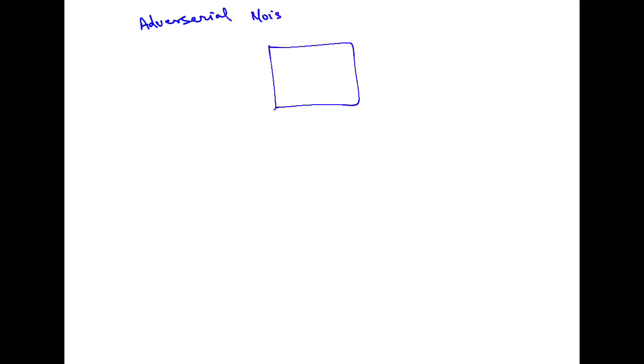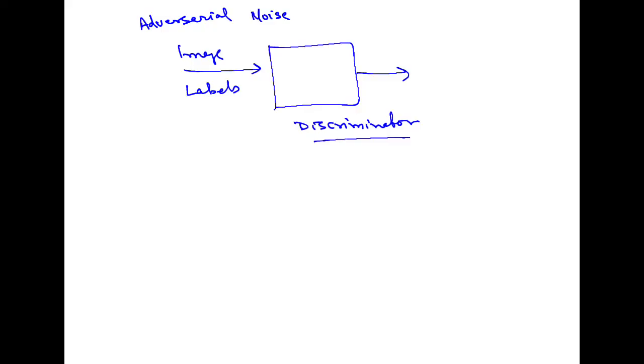Adversarial noise, okay? So you are given images and then labels, right? And this is your discriminator. What does the discriminator do? Let's say it has weights W. So it minimizes over W some loss of the discriminator. Let's say these images are X comma Y, Xi's and Yi's, let's say n images.